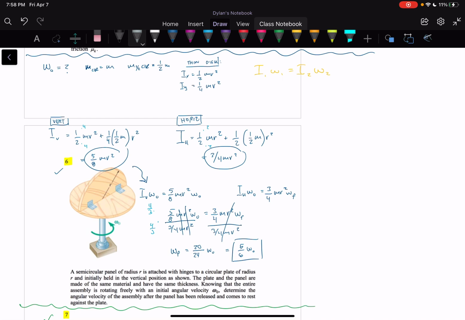And it's only half of the disk, so we take into account that for 1/2 m, the mass of the full disk there. For our horizontal, it's the same idea, but that plate is flipped down, so again, it's rotating about a different axis. And so that is the 1/2 mr squared. We replace the mass with 1/2 of the mass. And then from there, we are able to set them equal to each other and solve for our angular velocity.